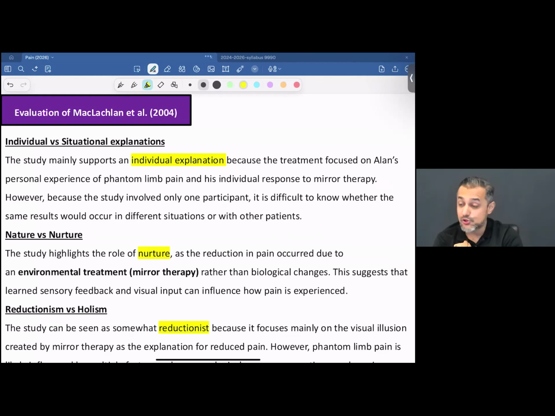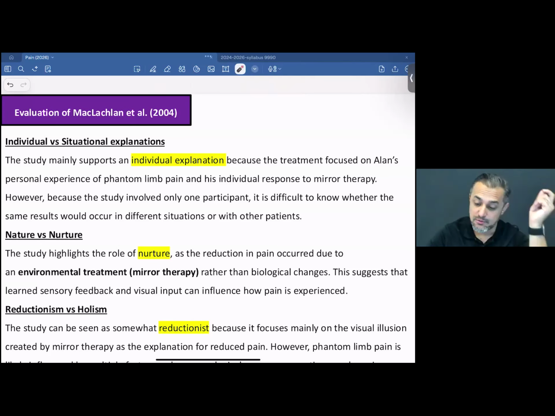Individual versus situational explanation. The study mainly supports an individual explanation because the treatment focused on Alan's personal experiences. It was a case study of phantom limb pain and his individual response to mirror therapy. However, because the study involved only one participant, it is difficult to know whether the same results would occur in different situations or with other patients. So, I mean, this is one way to put it.